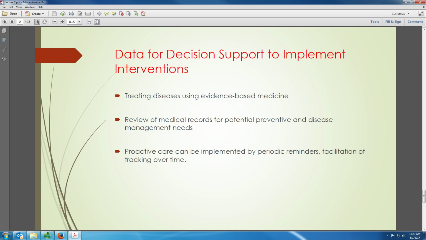Review of medical records for potential preventive and disease management needs. This is again going back to, if this person has a history of stroke, then you got to be careful. If the person has a family history of diabetes, you got to be careful. Don't treat this patient with a lot of sugary stuff. Proactive care can be implemented by periodic reminders, facilitation of tracking over time.